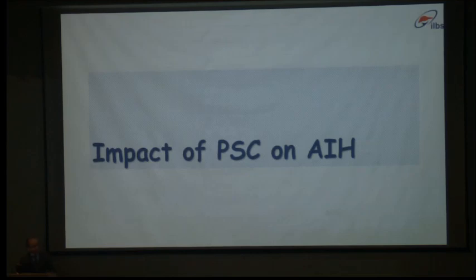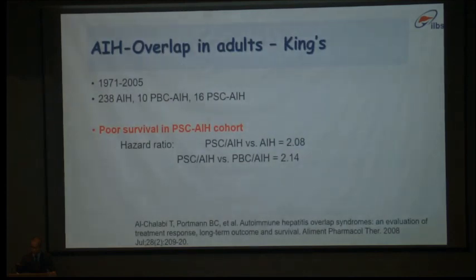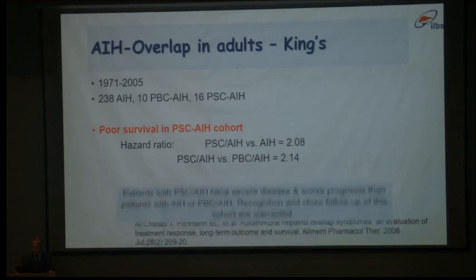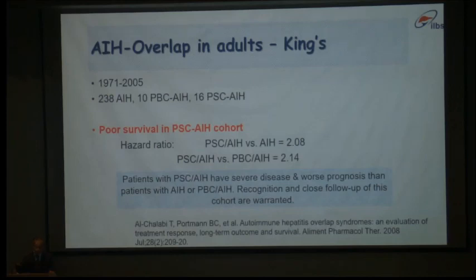So what about the impact of primary sclerosing cholangitis on autoimmune hepatitis? This is the data from King's in adults, where 238 autoimmune hepatitis patients were compared with PBC-AIH overlap and 16 PSC-AIH overlap, and it was found that there was poor survival in the PSC-AIH overlap cohort in comparison to simple autoimmune hepatitis as well as the PBC-AIH overlap. They concluded that PSC-AIH overlap indicates a severe disease and worse prognosis than simple AIH or PBC-AIH overlap, and their recognition and close follow-up is mandatory.